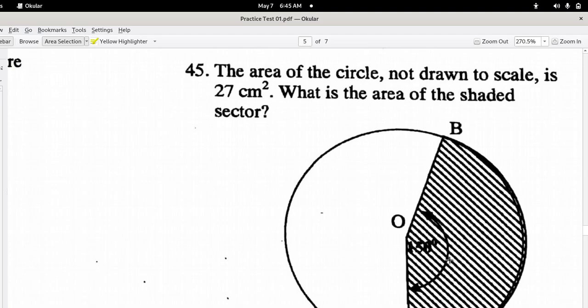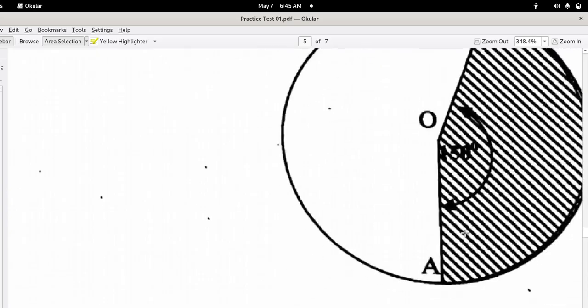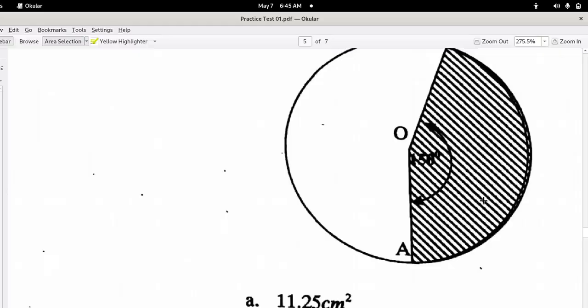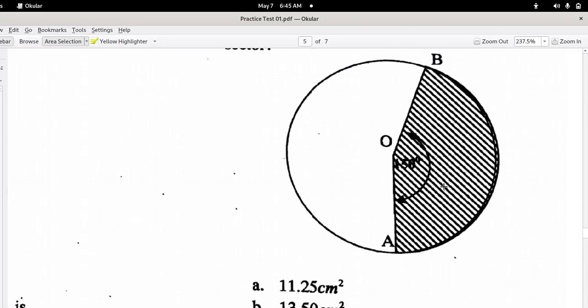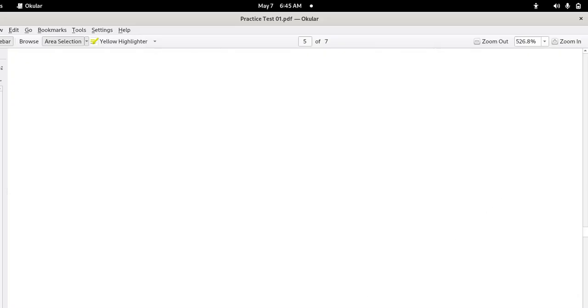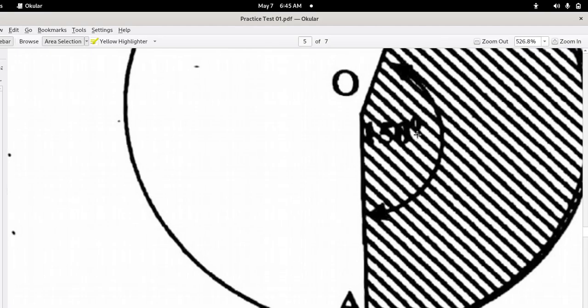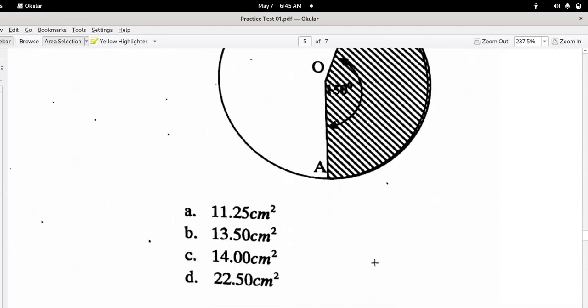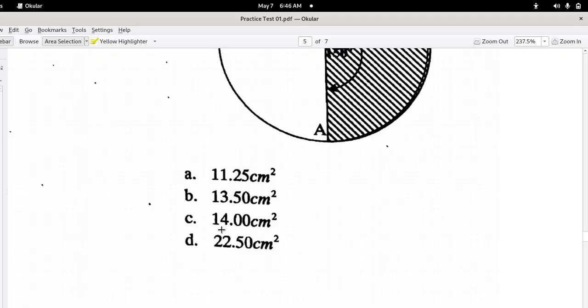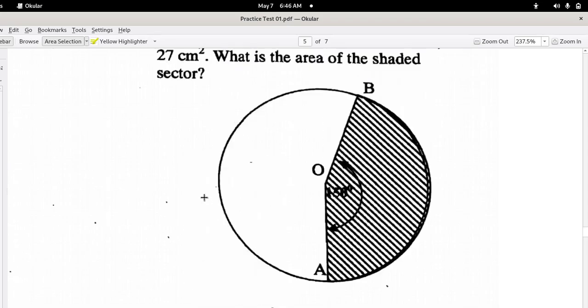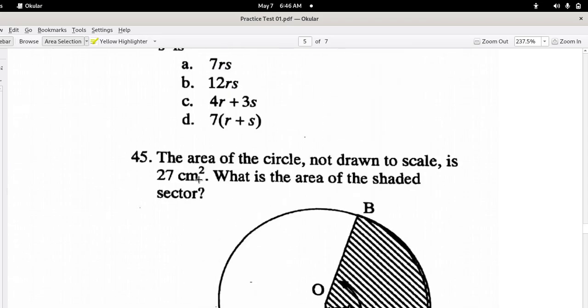And then here, the area of the circle not drawn to scale is 27 centimeters square. What is the area of the shaded region? Now, as for the angle, it looks like 158. Right, it's difficult to see, but based on what I'm seeing here, it's just about 158 it looks like. Alright, so if it's 158 degrees, which one of these would be the correct answer? That's question 45. We're going to look at question 46 and other questions in the next video.